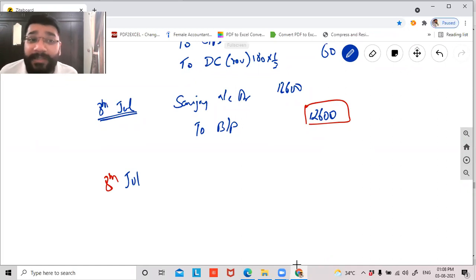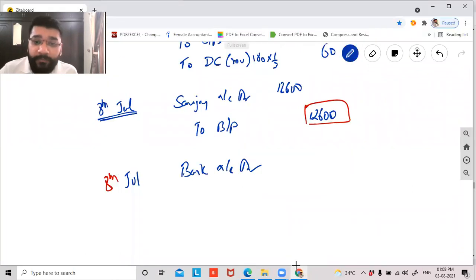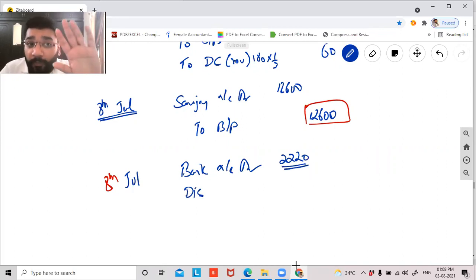Sanjay is getting the bill discounted with Kotak Bank. So the receipt of money is recorded in Sanjay's book. After that, Sanjay is giving money to whom? Anil. So Anil is receiving the money. Bank account debit. How much money is received? 2220.